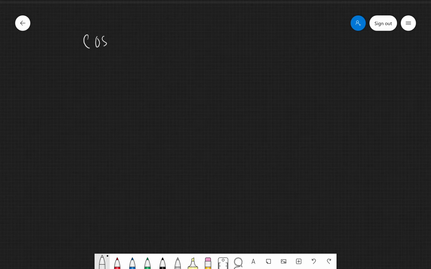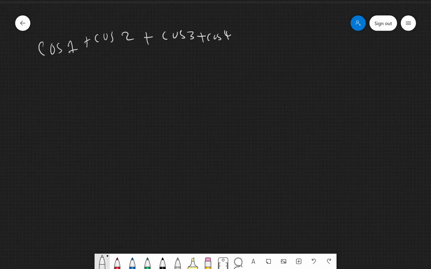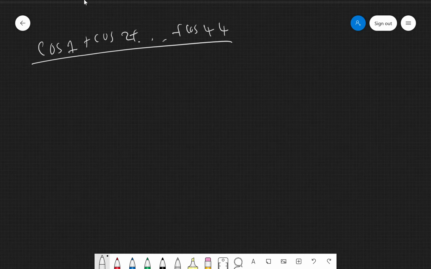So our equation is cosine of 1, but I'm not going to put degrees in. I'm going to assume that you know everything's in degrees, because I'm telling you right now. So cosine of 1 plus cosine of 2 plus cosine of 3 plus cosine of 4, dot dot dot, plus the cosine of 44, divided by the same thing with the sines: sine of 1 plus sine of 2 plus dot dot dot plus sine of 44.